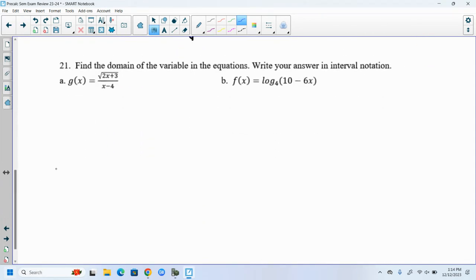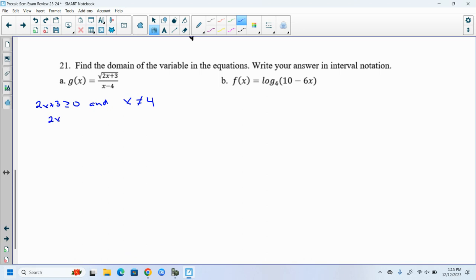Okay, 21. Find the domain of the variable in the equations. Write your answer in interval notation. All right, so for g of x equals the square root of 2x plus 3 over x minus 4, you cannot take the square root of a negative number, and you cannot divide by 0. So we got two things going on here, which means 2x plus 3 has got to be greater than or equal to 0, and x cannot equal positive 4. Okay, so we got to throw out the 4.